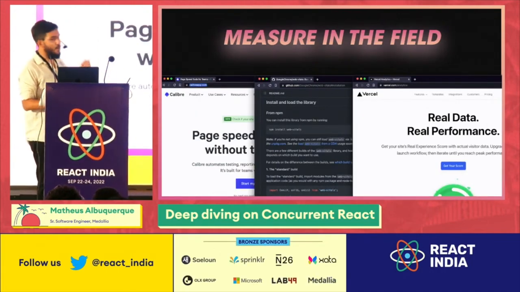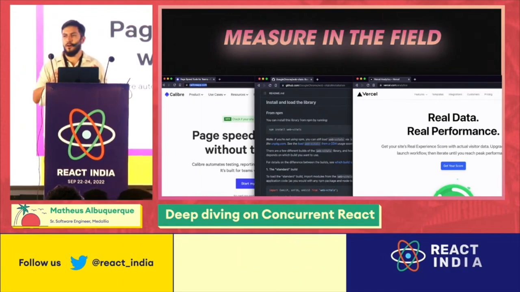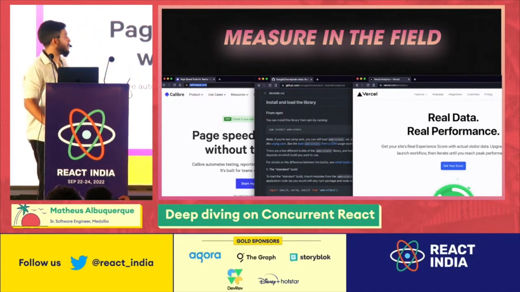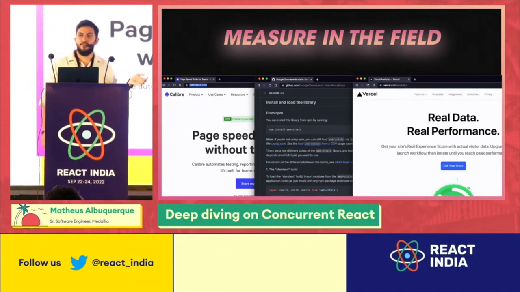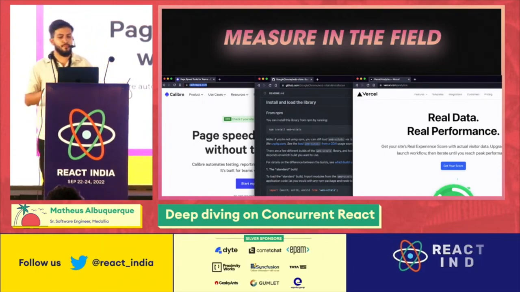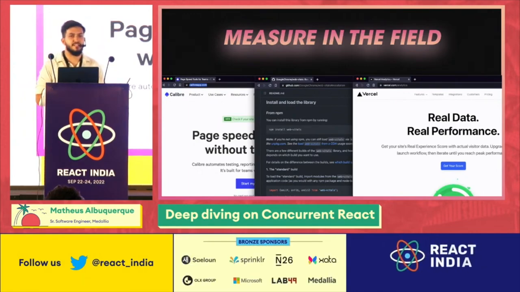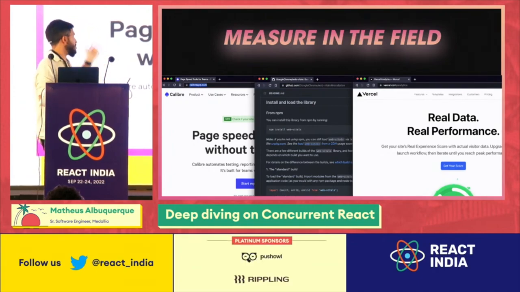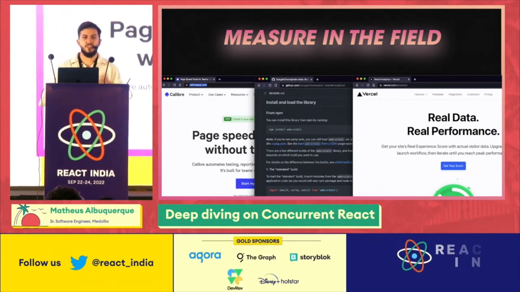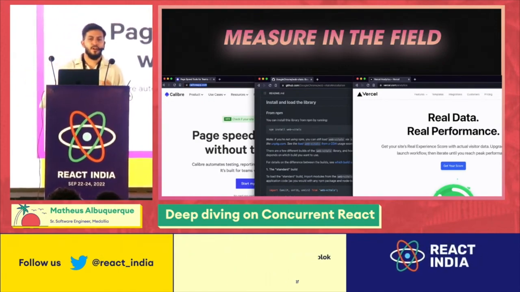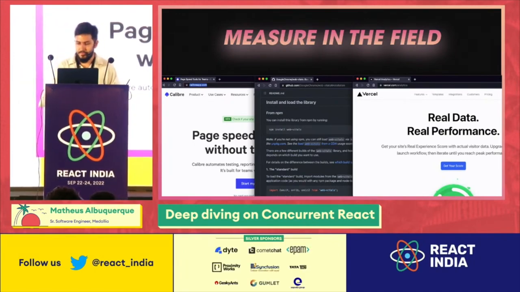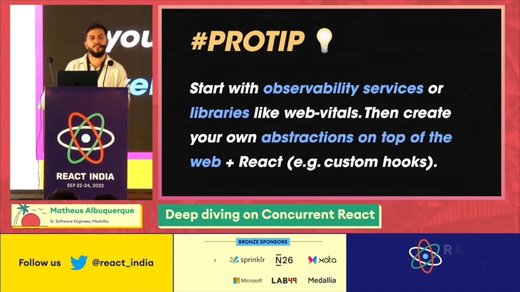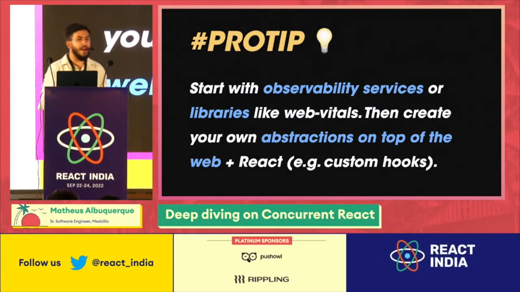Also, we should always measure in the field because it's the only way to know how our apps are actually working for our users. So we have observability tools for performance like Caliber and SpeedCurve. We have libraries like web-vitals, which even comes out of the box in Create React App, for example, and allows you to track metrics like first input delay, largest contentful paint, and so on. And if you're using platforms like Vercel, you even have Vercel Analytics out of the box. So I think it's important not to forget that we do have observability tools, and we do have libraries.